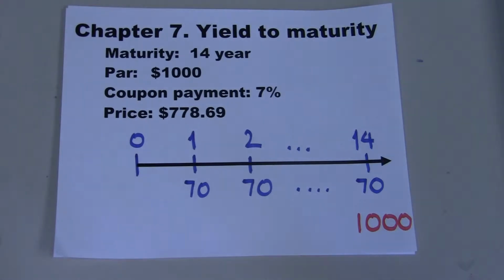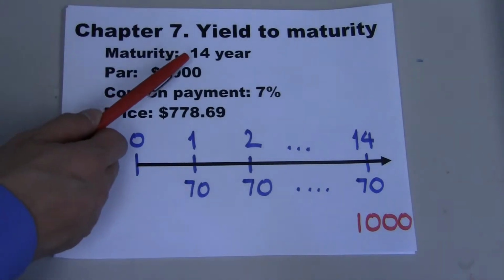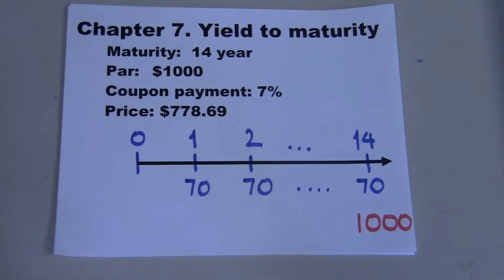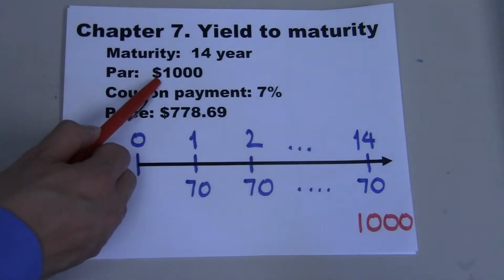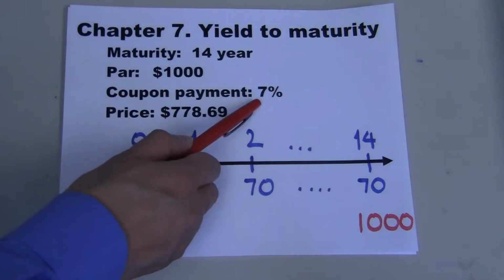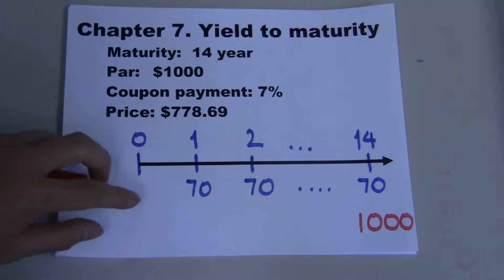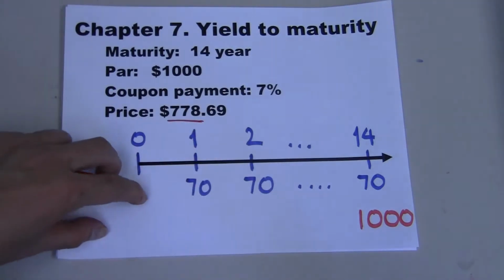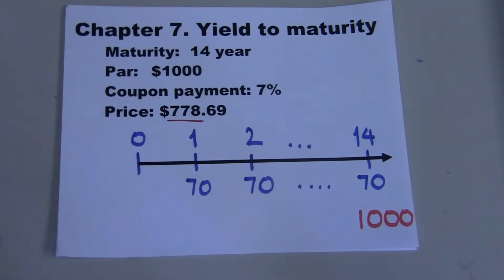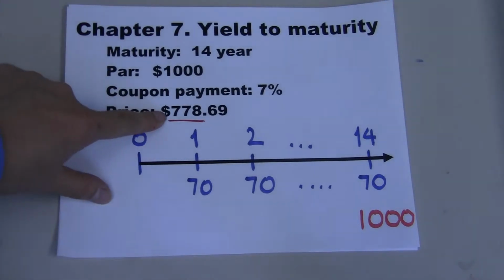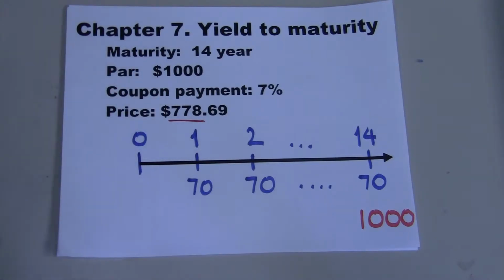For example, if you look at the market, you see a bond that has a maturity of 14 years from today. The face value of the bond is 1,000 and the coupon rate is 7%, and the coupon is paid annually. The price on the market is 778.69. So you think, if I pay 778.69 and hold this bond for 14 years until maturity, what will the return from my investment be?